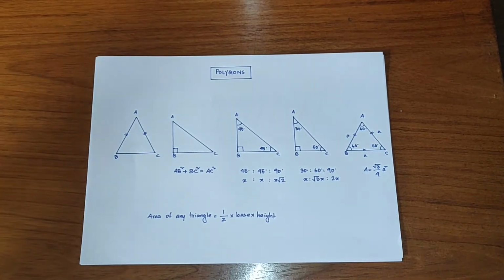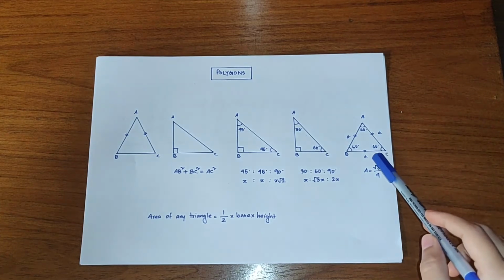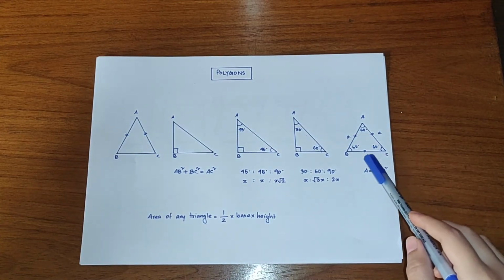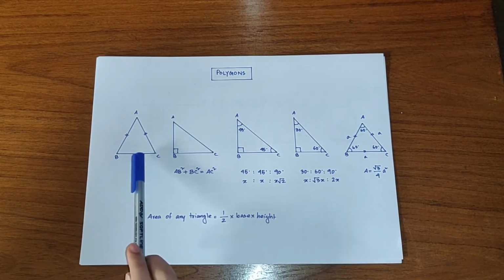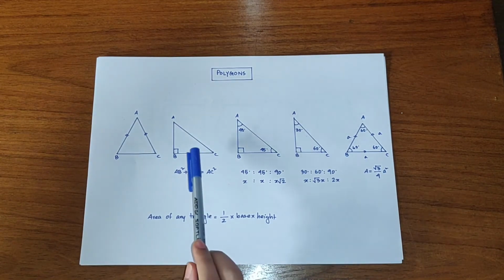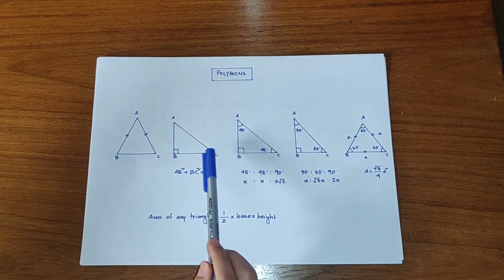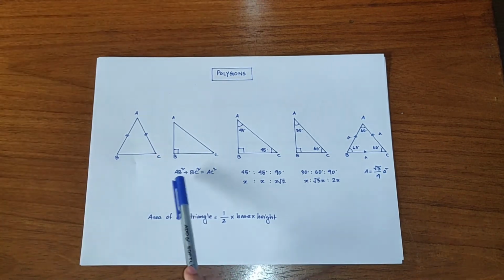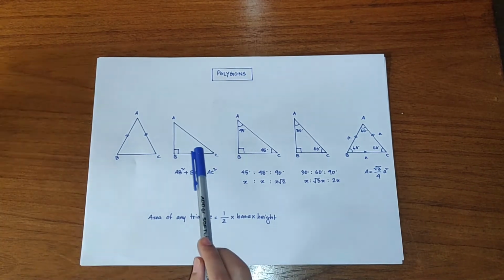There are mainly two types of polygons that you'll find in the GRE Quant, a triangle and a quadrilateral. Now, there are different variations of a triangle. For example, this is an equilateral triangle where all the sides and angles are equal. This is an isosceles triangle where any two sides are equal along with their corresponding angles. This is a right triangle where angle ABC is equal to 90 degrees. And according to the Pythagorean theorem, AB square plus BC square is equal to AC square, where AC is the hypotenuse.